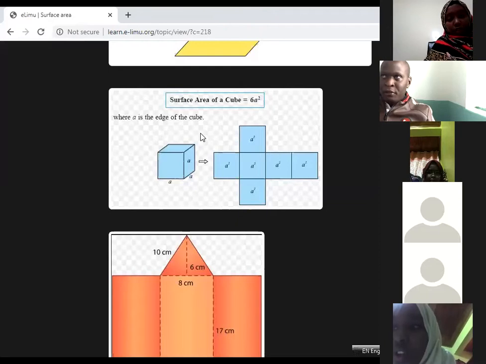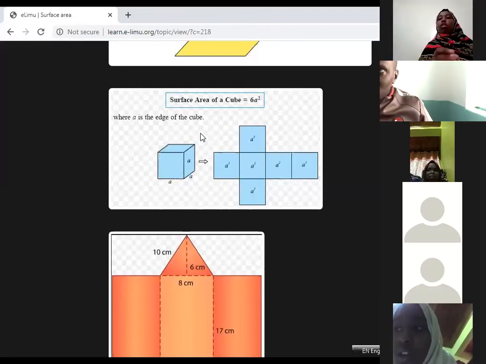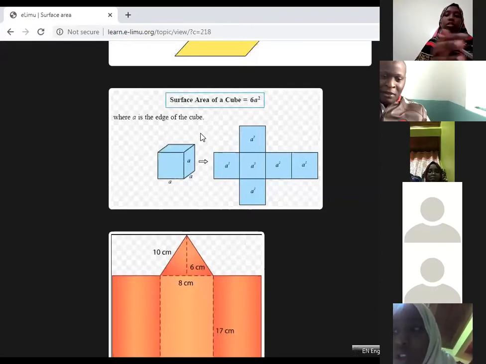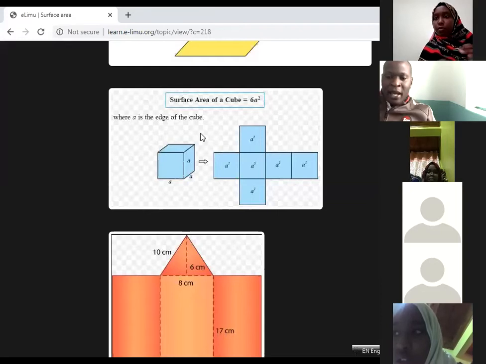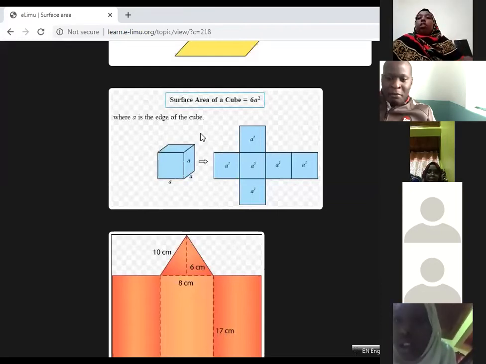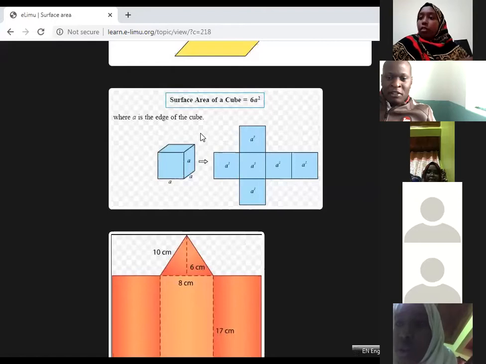Which formula do we use? Can someone tell us the formula for finding the area of a square? Side times side. Very good. That's a good response. The area of a square is given by the formula side times side. Now, when you are given side A, to get the area, it will be A times A. A times A gives us A squared.